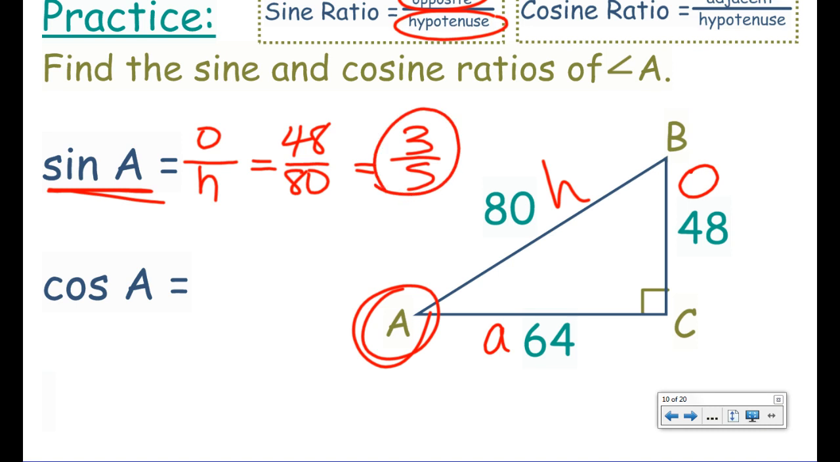Cosine of A. Cosine says adjacent over hypotenuse. Which one's adjacent? 64. You can name the numbers. And the hypotenuse is still 80. It hasn't changed. 64 divided by 80. Math, enter, enter.